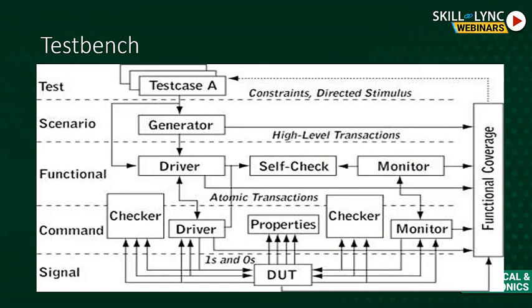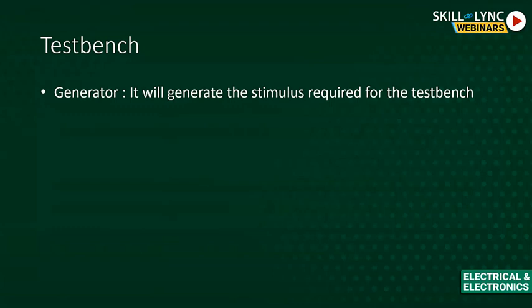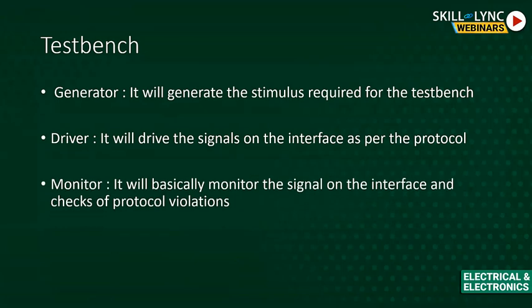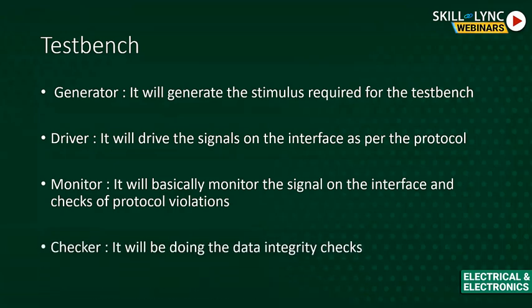So this is how our test bench looks. Now this has been taken just for a very simple thing. If there is something like a master slave kind of setup, then a little more complexity gets added to this. That's what I have tried to mention in these slides. So what the generator does is generate the stimulus required for the test bench. The driver drives the signal on the interface as per the protocol. And what the monitor will be doing is monitoring it, checking for protocol violations. And the checker will basically be doing data integrity checks.